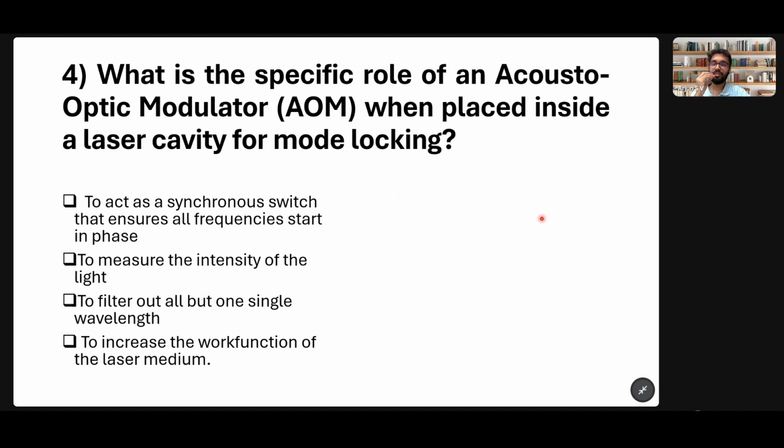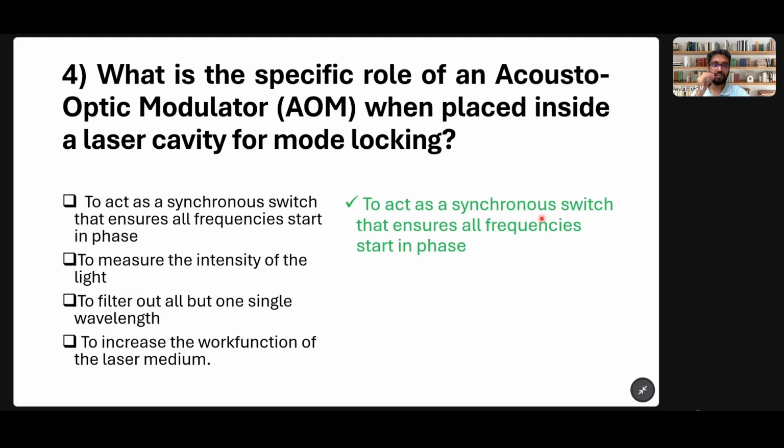Question number four. What is the specific role of an acousto-optic modulator when placed inside a laser cavity for mode locking? So an acousto-optic modulator acts as a switch to ensure that all the frequencies start in phase.